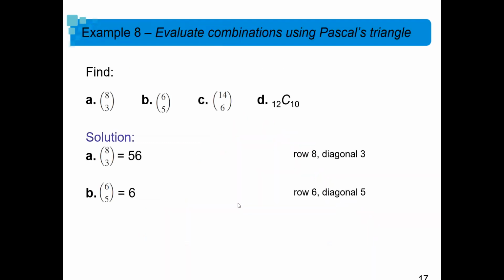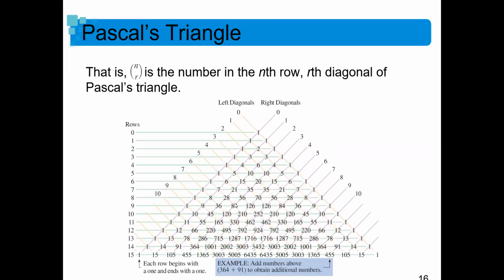And 6 choose 5 is row 6, diagonal 5. Where that intersects is a value of 6 in Pascal's triangle. So let's look at row 6, diagonal 5. You will see that whether you choose the left diagonal or the right diagonal, they intersect at row 6, at the number 6.